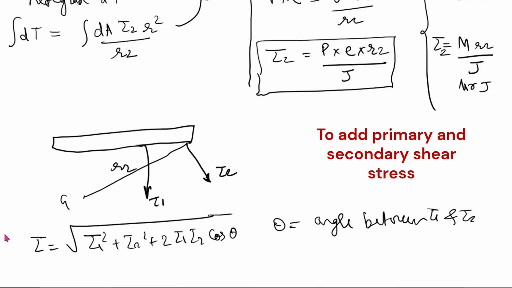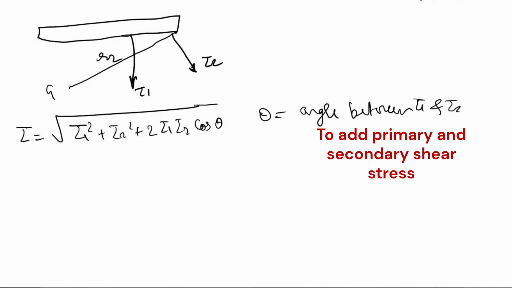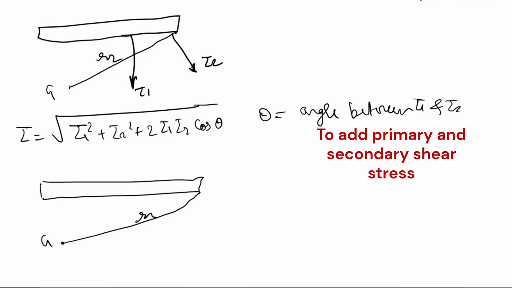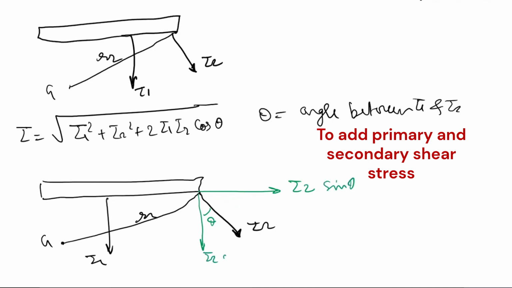Okay, this way you can get the value of tau. Also you can solve it like this. The same thing I am drawing here again. This is G, this is R2 distance, this is tau 2. Tau 1 is vertical. What I will do, I will resolve it into two components. This is tau 2, this is theta, this is tau 2 sine of theta, this is tau 2 cos of theta.